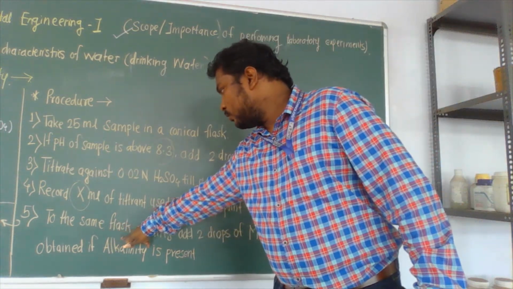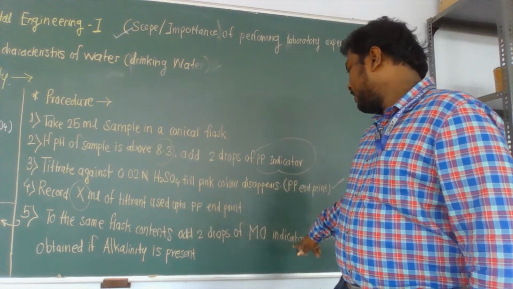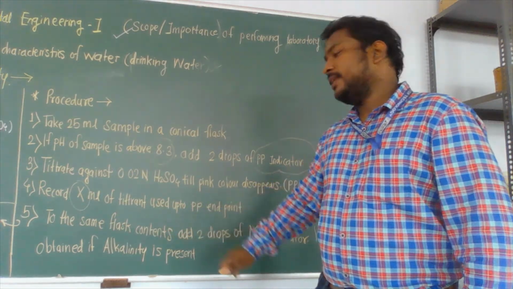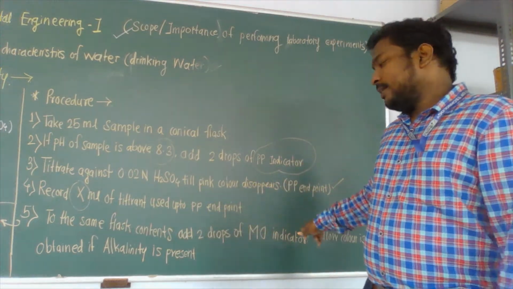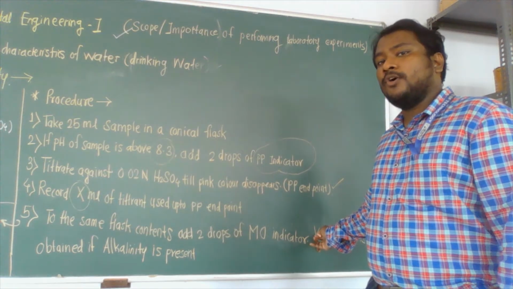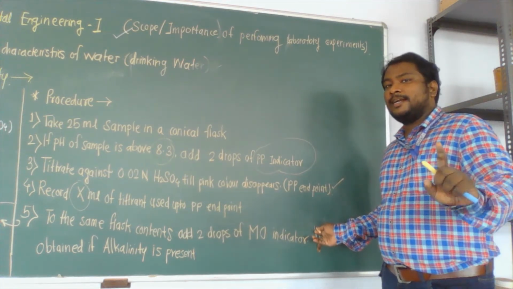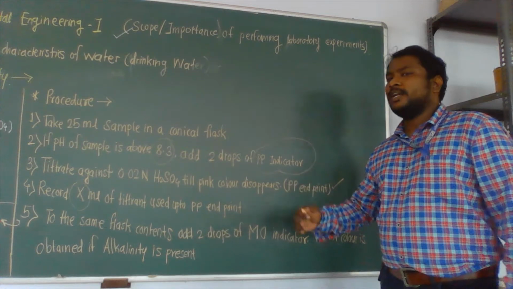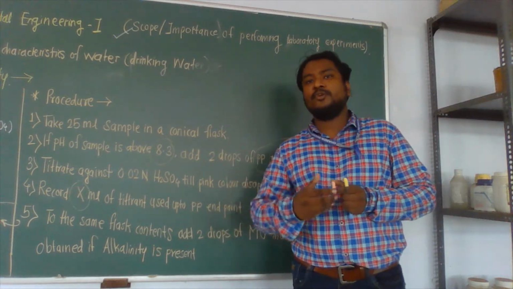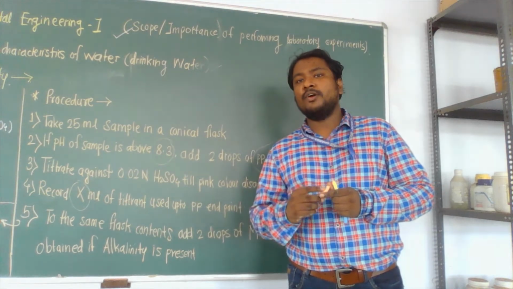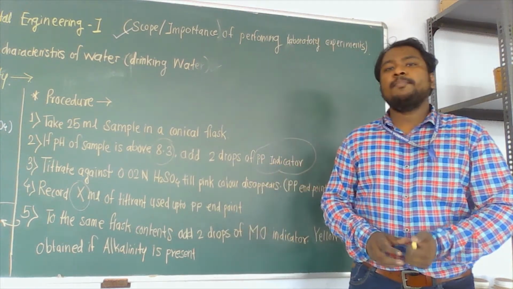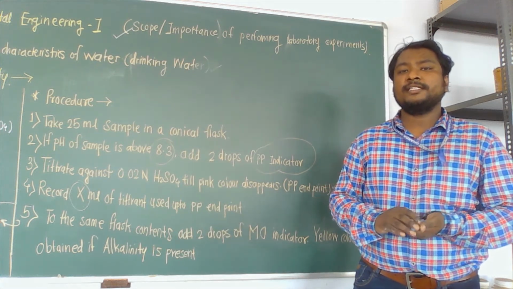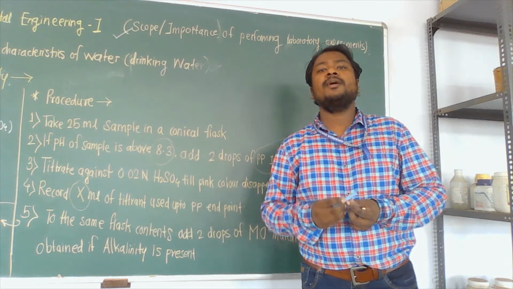And here I have written: to the same flask content add 2 drops of MO indicator, that is methyl orange indicator. Yellow color is obtained if alkalinity is present. When yellow color is obtained, then a different form of the alkalinity is present, and that alkalinity is present when you have added the methyl orange indicator. And if the pH of the water is less than 4.3, that is, the water is acidic in nature, then the alkalinity present is the acidic form, and if the water is acidic it will develop a yellow color.